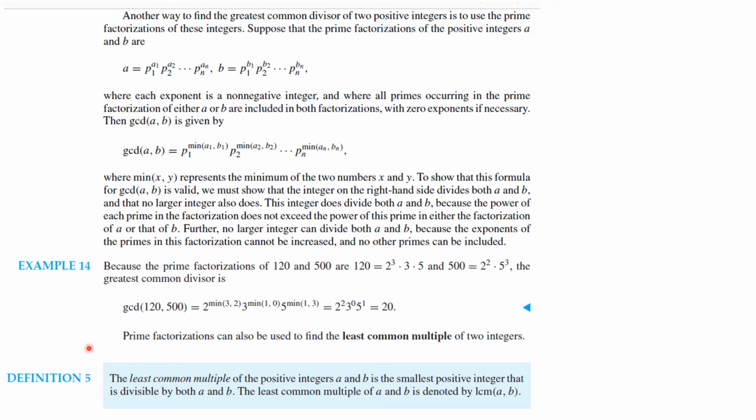Now, prime factorizations can also be used to find the least common multiple of two integers. Let's define what that means. The least common multiple of positive integers a and b is the smallest positive integer that is divisible by both a and b. It's bigger than them. It's the smallest number that they both go into evenly. The least common multiple of a and b is denoted by LCM of a and b.